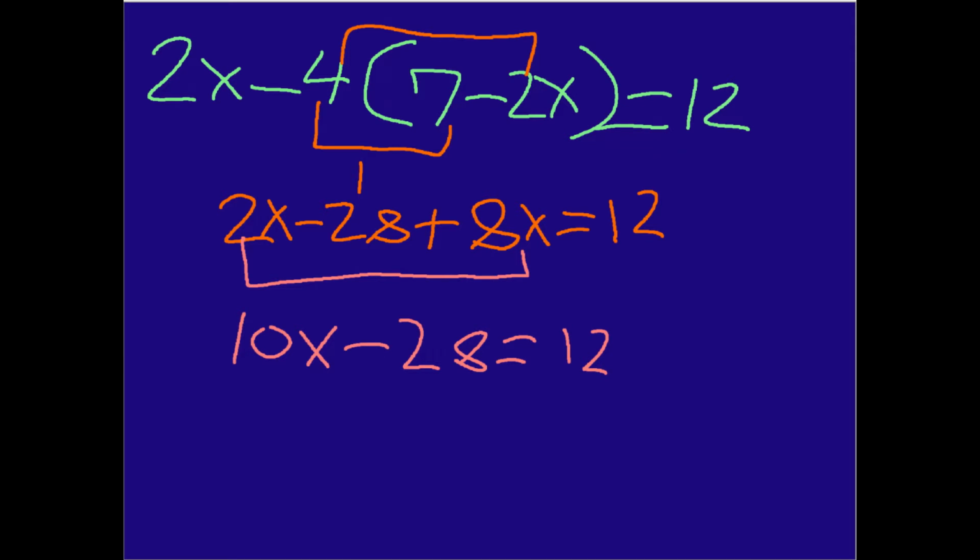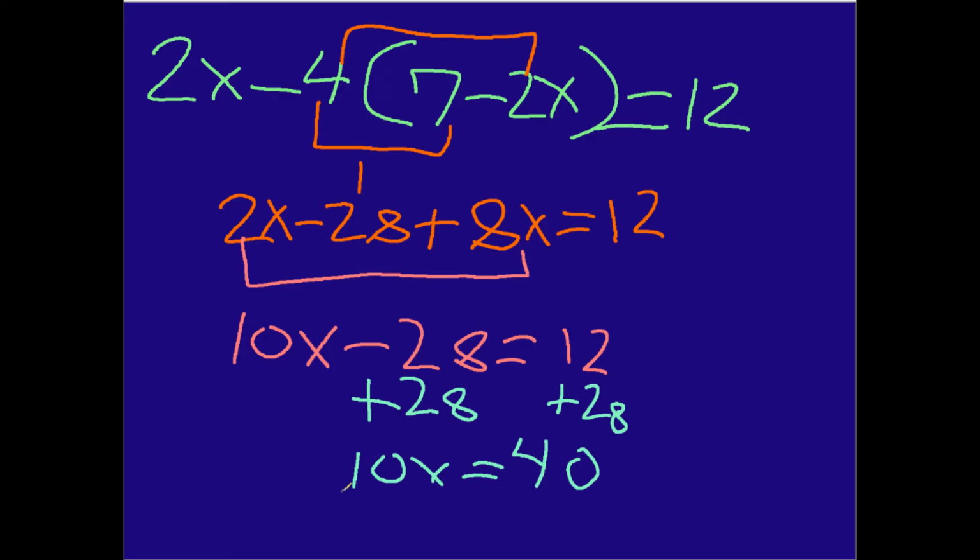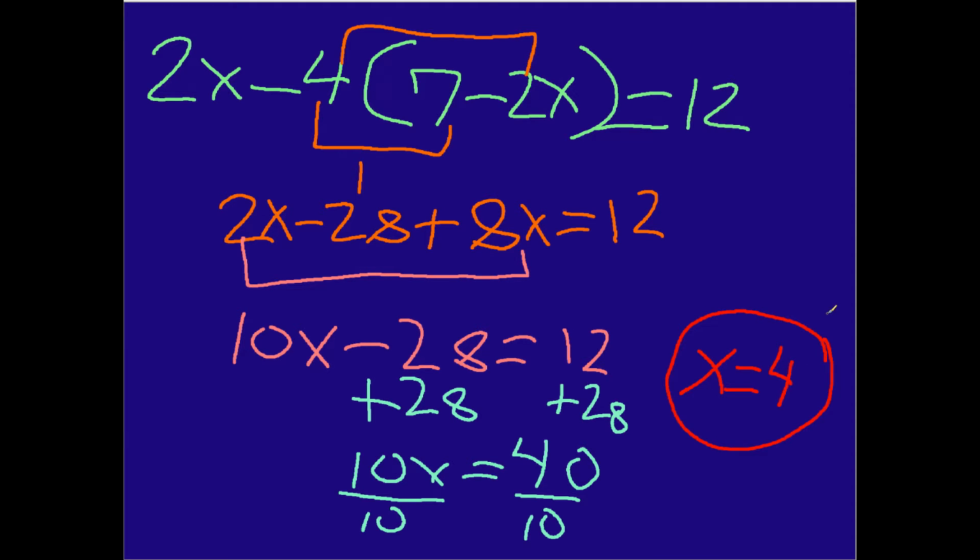Again, this is just a basic equation problem. I'm very positive you could probably do this now. We add 28 to both sides, and we end up with 10x equals 40. And then we divide both sides by 10, and we end up with our final answer: x equals 4. This is our answer right here. So you can see we're making good progress. We know that x equals 4.